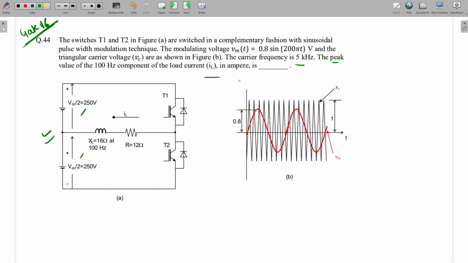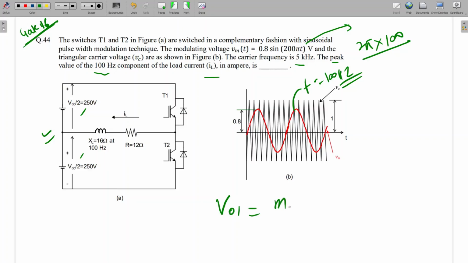So 100 hertz component means what? Fundamental, because if you see the modulating signal, what is the frequency? 2 pi into 100. So the frequency of the modulating signal is 100 hertz. So indirectly we have to calculate the fundamental value. What will be the RMS value of the fundamental? That will be MA into VDC by 2 root 2. This only will be the value.